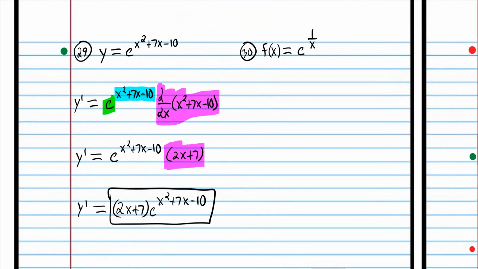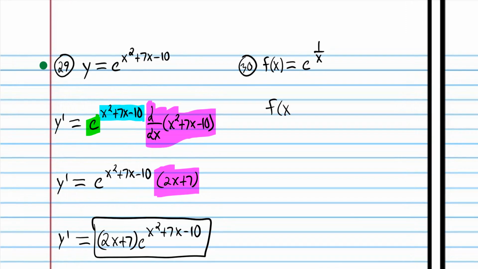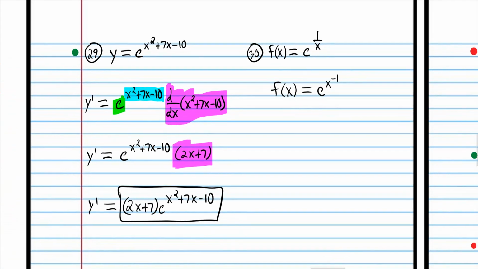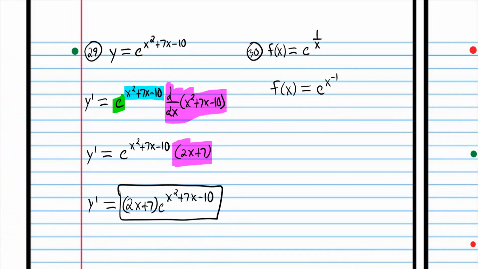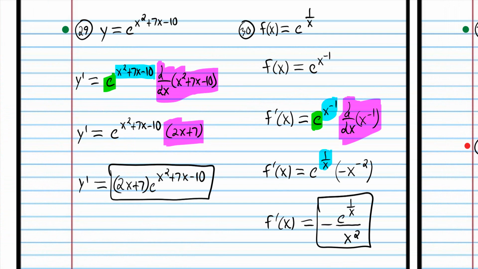So if you got that right, excellent. Go ahead and try number 30, and be aware that you're going to have to change this expression so you don't have to use the quotient rule. Change that expression first to e to the x to the negative 1 power. You can use the quotient rule if you want to, but it'd be a lot easier to find the derivative in this form. When you come back, we'll do it together. All right, we're back. So if you got that right, good job.